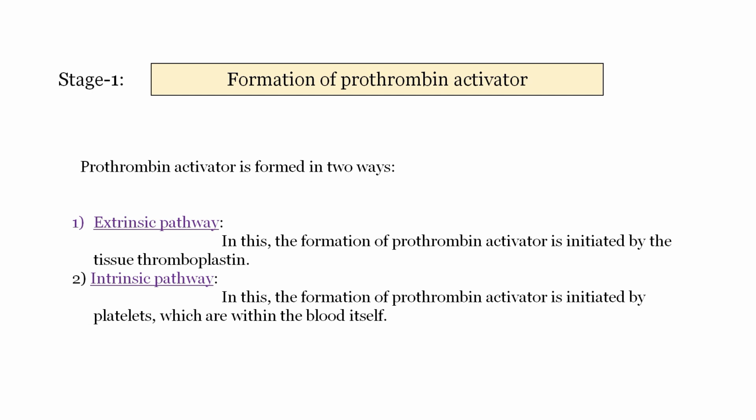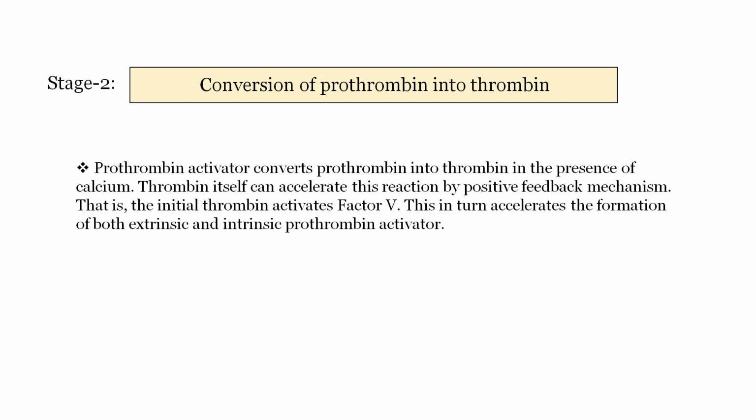Prothrombin activator is formed in 2 ways. Extrinsic pathway. In this, the formation of prothrombin activator is initiated by the tissue thromboplastin. Intrinsic pathway. In this, the formation of prothrombin activator is initiated by platelets, which are within the blood itself. Stage 2. Conversion of prothrombin into thrombin. Prothrombin activator converts prothrombin into thrombin in the presence of calcium.